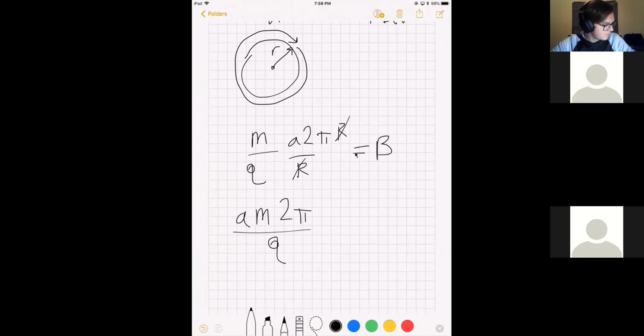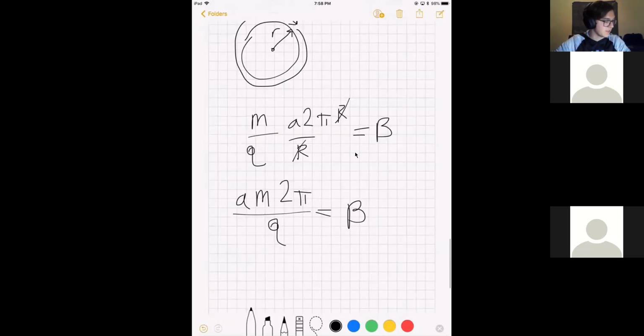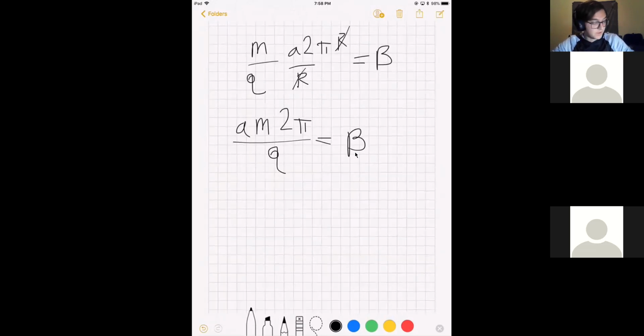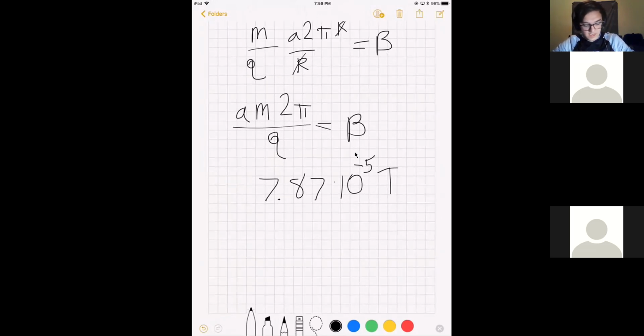I'm looking at my notes here. Oh, yeah. So then we should get the right answer out of this, except you need to label a as omega here. I'm just trying to make sure I didn't forget anything. 2 pi a m over q. Yeah, that's right. Okay, so this is the right formula. If we plug in all our numbers where a is 1,200, then we'll be good to go. We'll get the right answer. So the right answer ends up being 7.87 times 10 to the negative 5th Teslas, which is answer E.